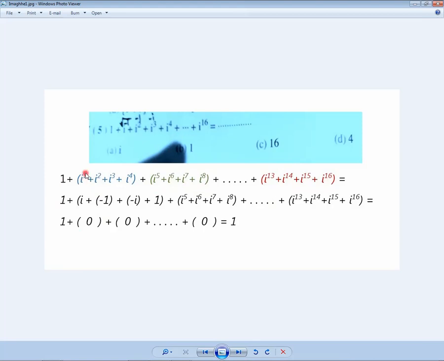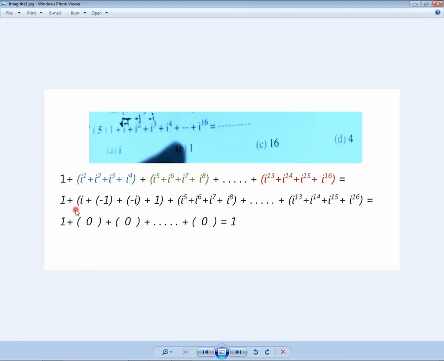Considering i to the power 1, i squared is negative 1, i cubed is negative i, as you know from the table of complex numbers, and i to the power 4 is 1. You will find the same for the second group, third group, last group, and so on.